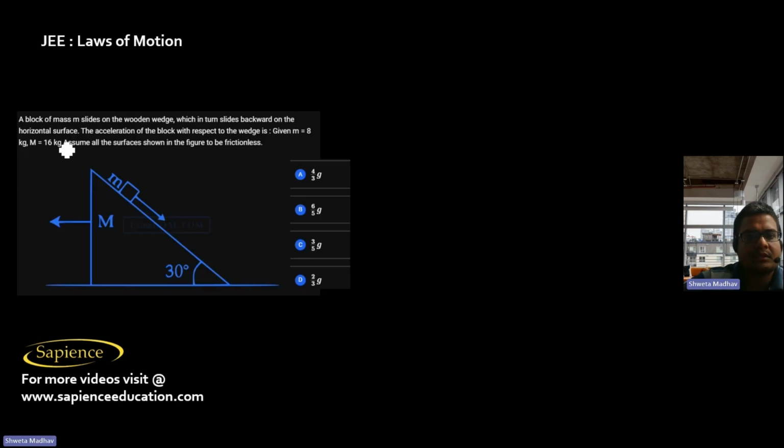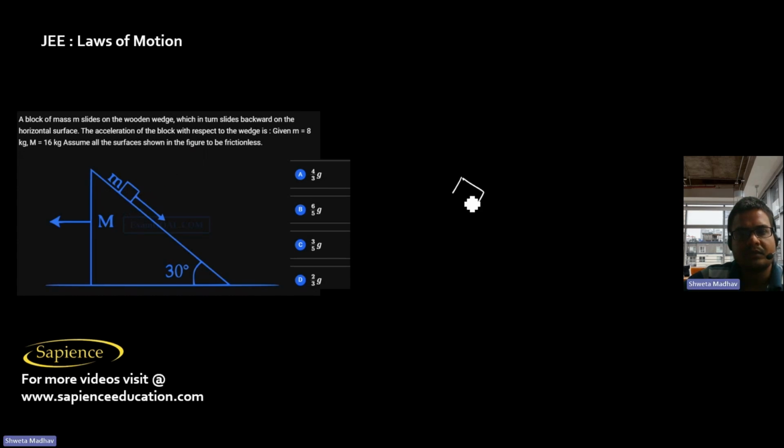Okay. Then here it is told that a block of mass m slides on the wooden wedge, which in turn slides backward on the horizontal surface. The acceleration of the block with respect to the wedge is, given m is 8 kg, capital M is 16 kg. Assume all the surfaces shown in the figure to be frictionless. So here what is happening? All surfaces are frictionless.